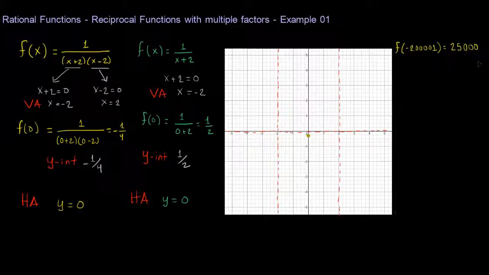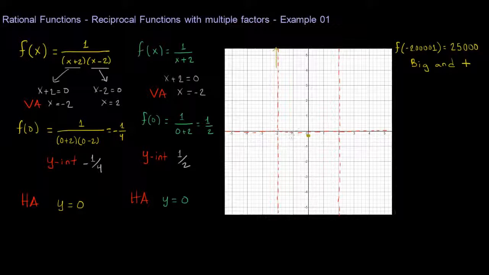The thing is, this is a big number. The only thing you really have to be concerned about is that it is a big number and also a positive number. So I'm going to mark it by writing an arrow here. If you get really close to negative 2, but from the left of negative 2, you will get super big positive numbers. So I'm going to draw this arrow just to show that the function goes up on this side.